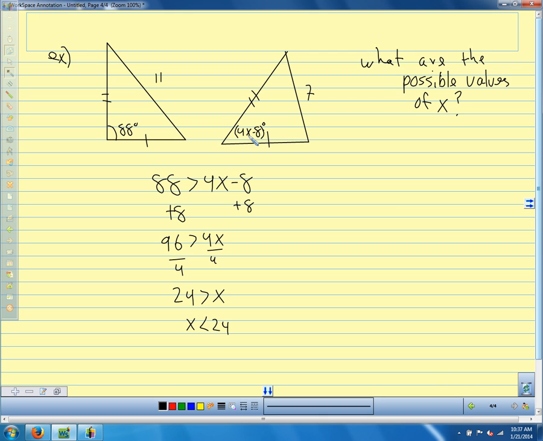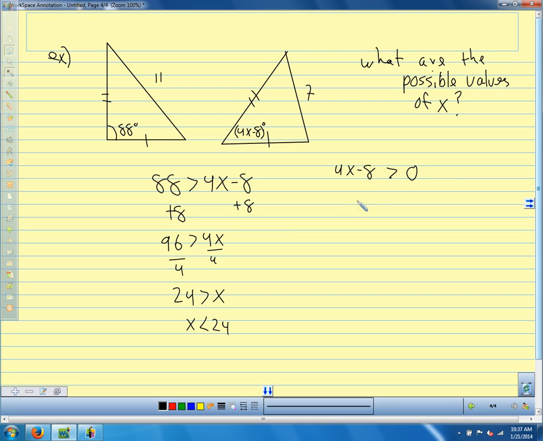What if my triangle looked like this? What would the angle be? Straight. And so what would the angle between those two sides be? 0. So if 4x minus 8 is 0, I don't have a triangle. So 4x minus 8 has to be bigger than 0 in order for me to have a triangle. So I'm going to say that 4x minus 8 has to be larger than 0. If it's 0, it's not larger than 0, then I don't even have a triangle.